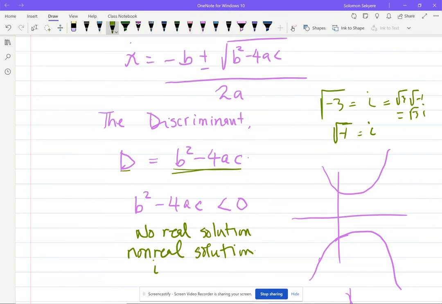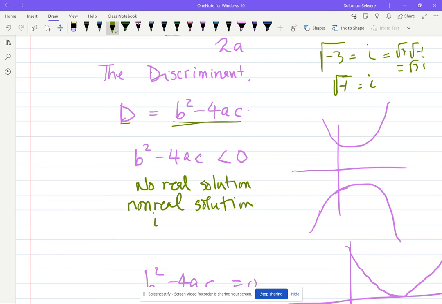So now let's look at it. If the discriminant is less than 0, we have no real solution. The solution is not going to be a real number; it's going to be an imaginary number. So we say it has non-real solutions, or no real solution. If you are asked what value of, say, a or b will give two non-real solutions, it's just telling you that it's got no real number solution.